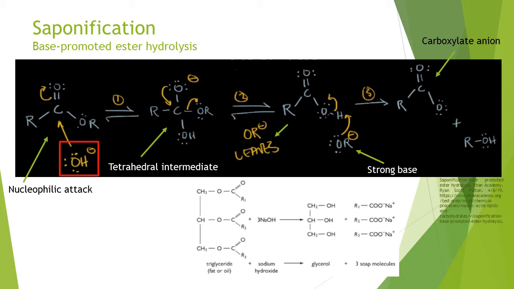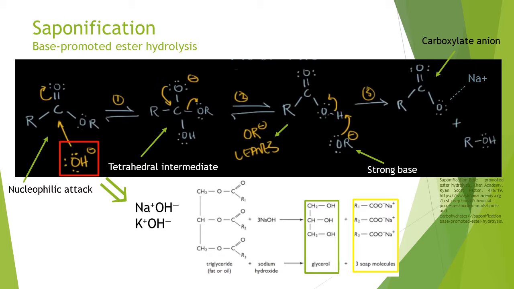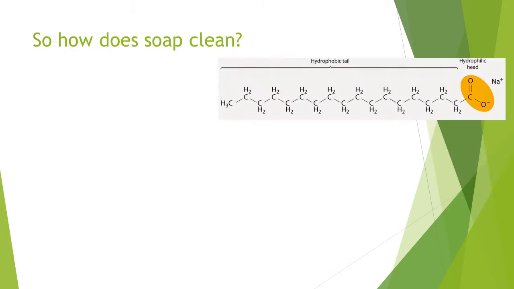But where did hydroxide, our strong base, originally come from? Well, it was ionically interacting with some sort of alkali cation, like sodium or potassium, right? So finally, the sodium cation will become attracted to the carboxylate anion, forming an ionic fatty acid salt, the soap, and a glycerol molecule. So why does this process allow soap to clean?